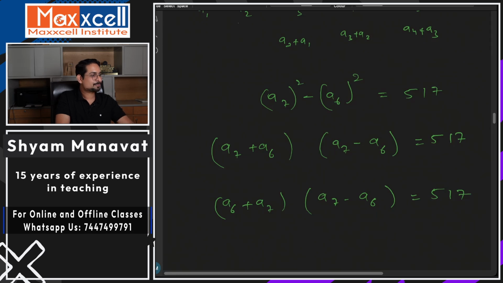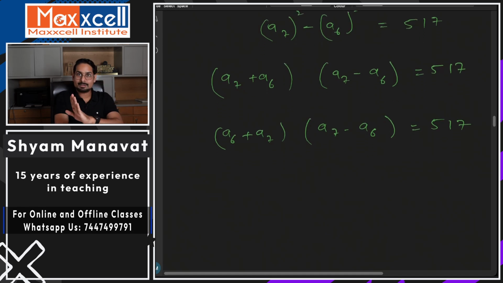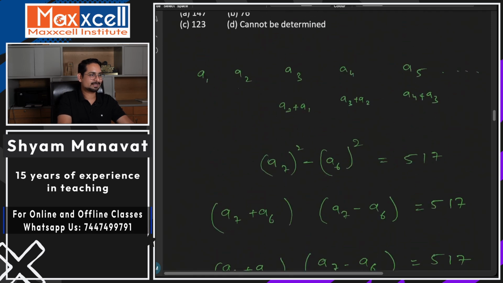Think about it. The next term is the sum of the previous two terms. Now the 7th term plus the 6th term. If you add these two, what should be the next term? If you add the 6th term with the 7th term, which term will it form? It will form the 8th term.